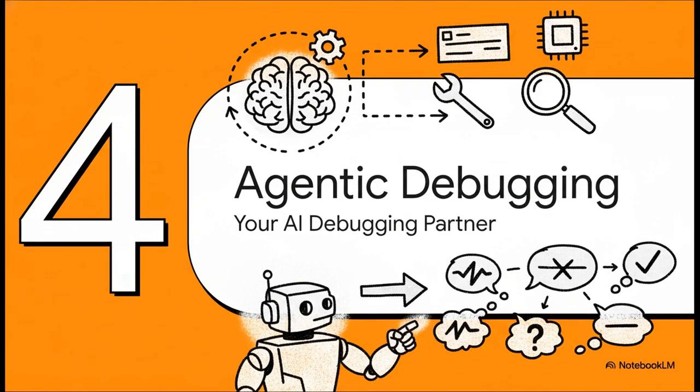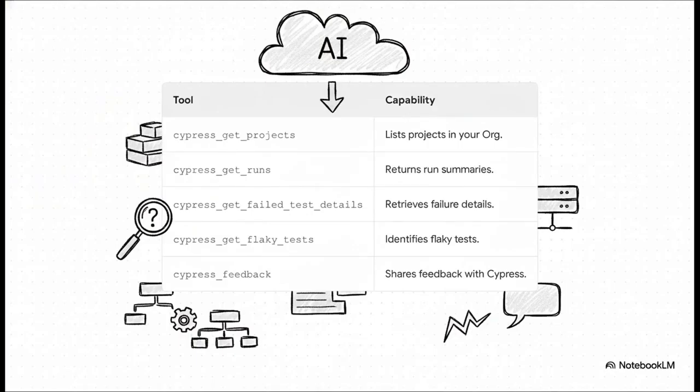So, once you're all hooked up, this is where the real magic starts to happen. Your AI goes from being just an assistant to what we call an agentic debugging partner. Now, what does agentic mean? It means the AI can now act on its own. It's not just passively answering questions, it's being given a set of tools that it can use to investigate, to reason, and to actually help you solve problems. So the MCP server basically gives the AI a toolbox. And here's the cool part. You don't call these functions directly. You just ask a question in plain English, and the AI itself figures out which tool it needs to use to get you the answer, whether that's listing projects or digging deep into why something failed.